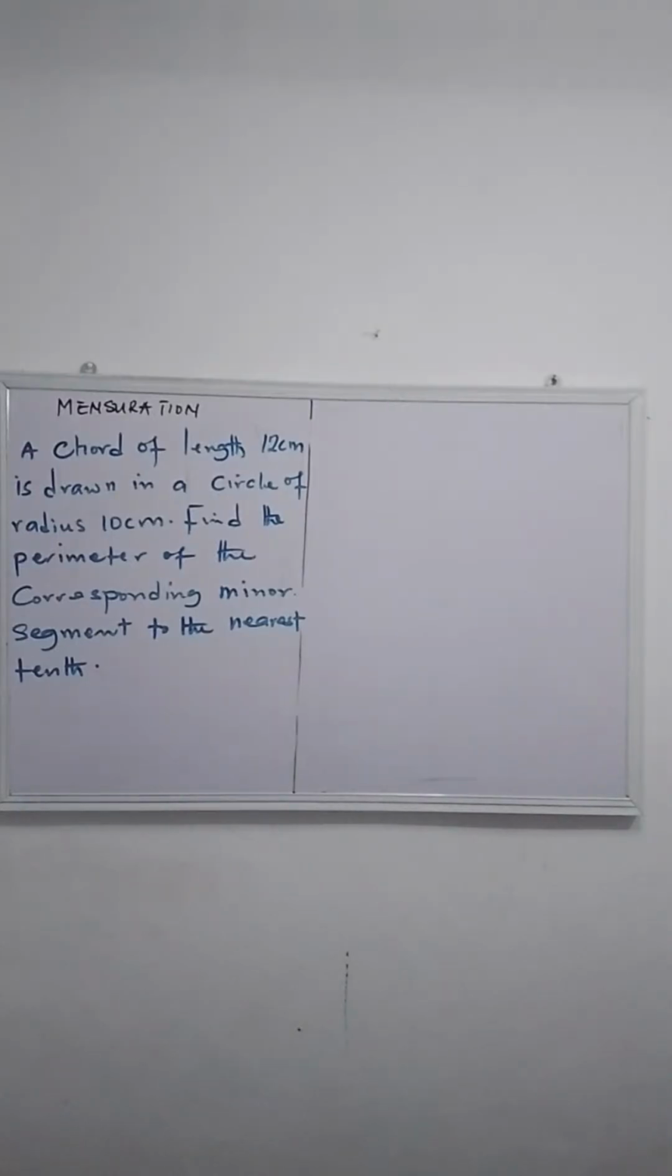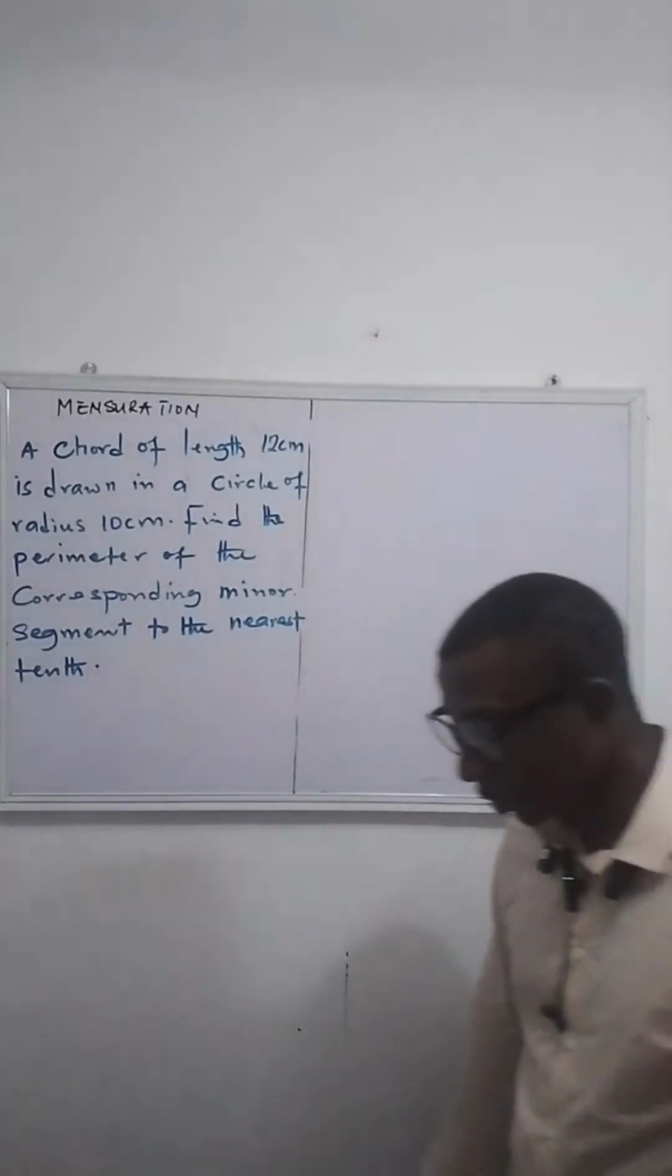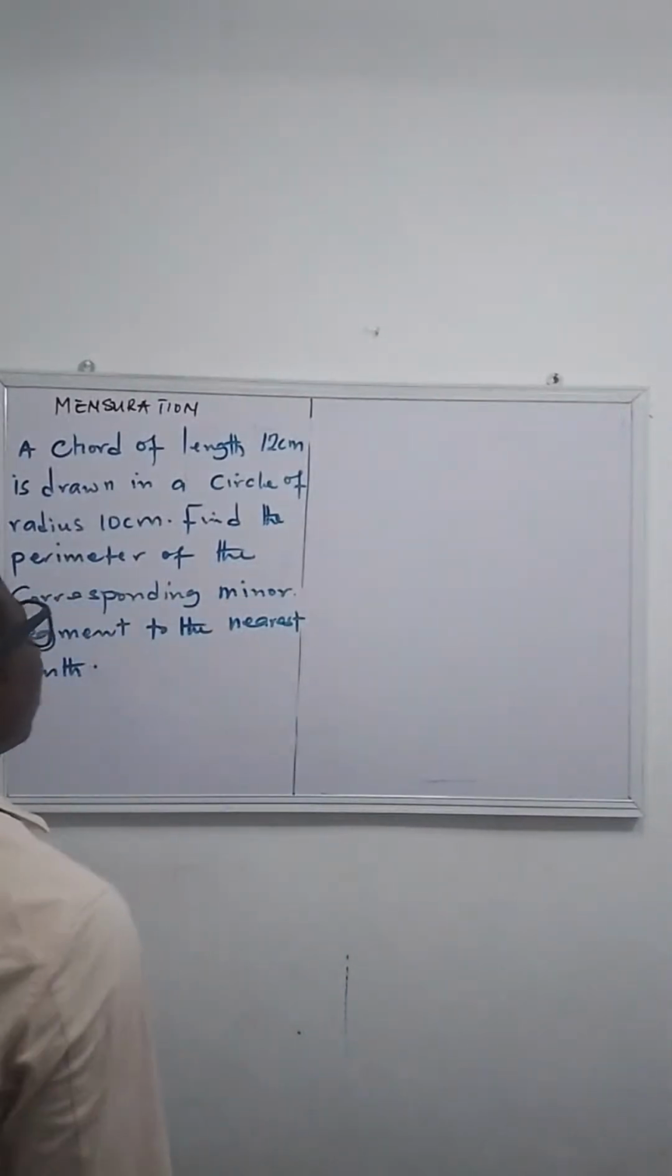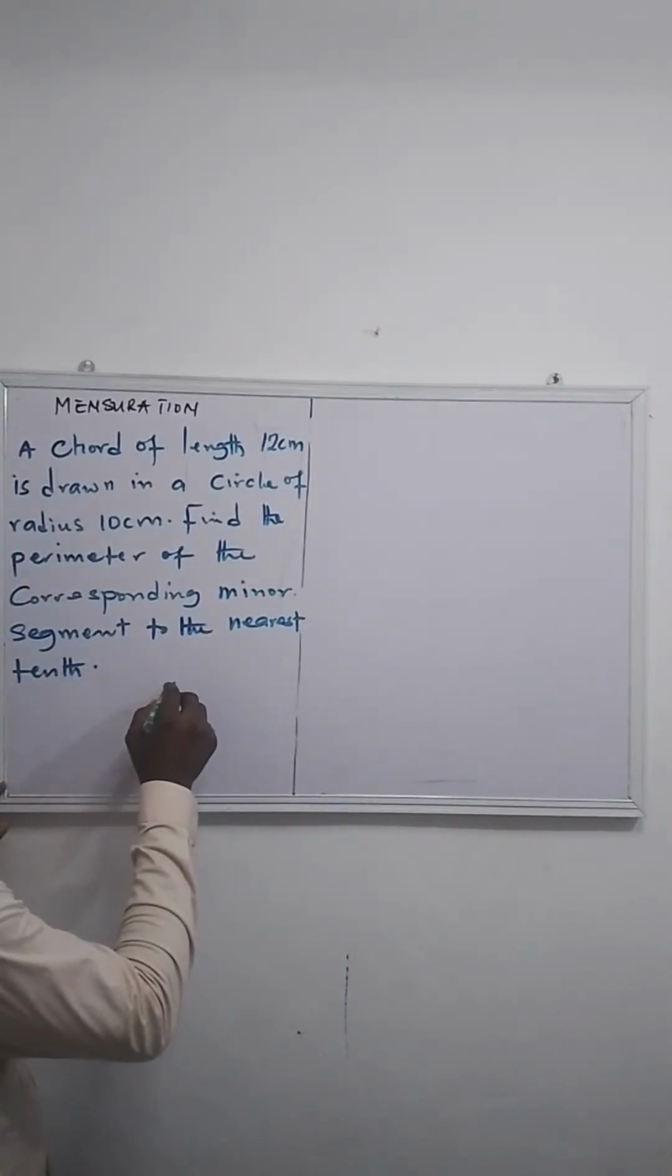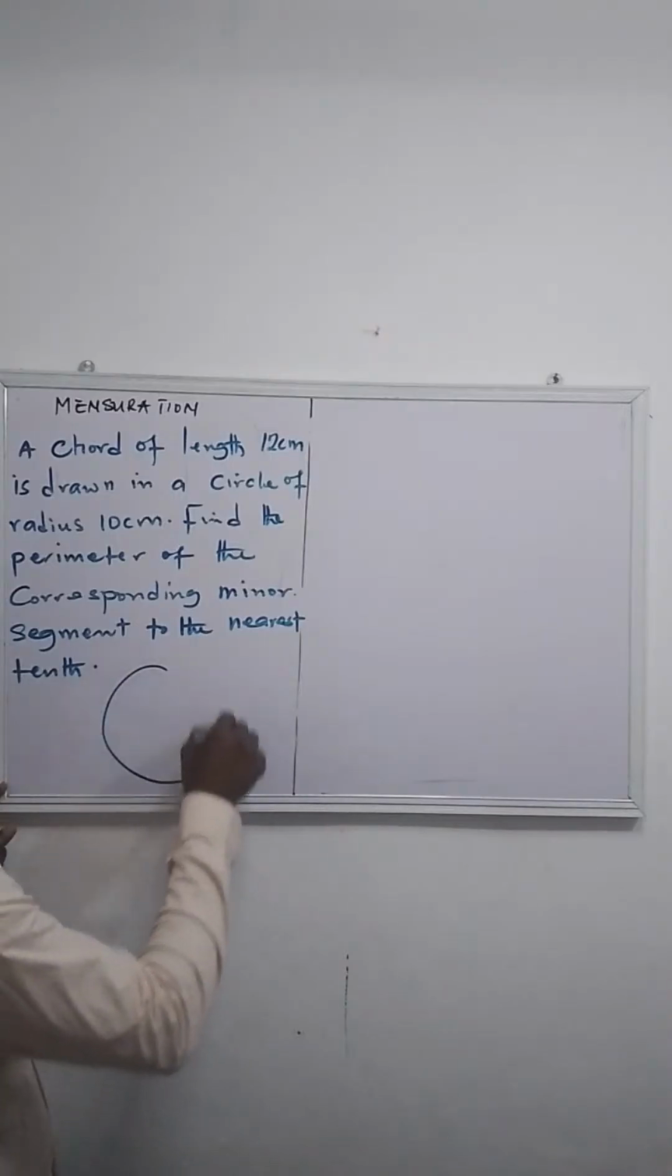Okay, yeah, because of our time, we have to solve the problem. So you can cross-check with what you have there if you are solving the problem. Now look at the question. A chord of length 12 centimeter is drawn in a circle of radius 10 centimeter. You have to find the perimeter of the corresponding minor segment to the nearest tenth. So tenths. Now let's look at the diagram.